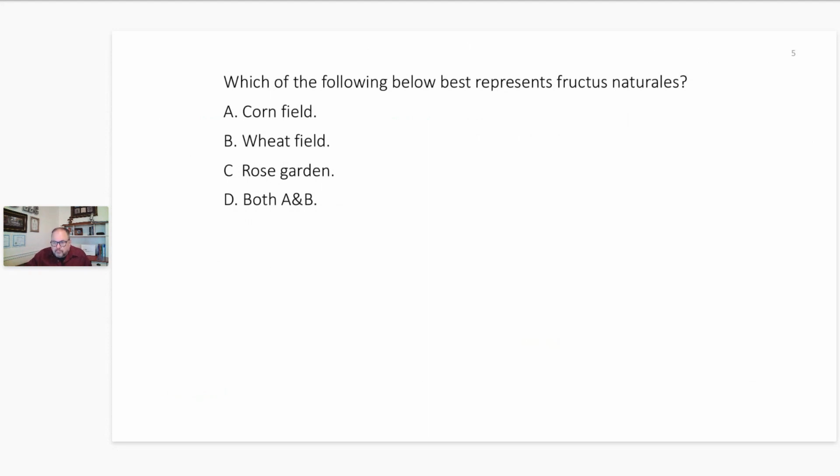Very good. Excellent. Right? Cornfield, wheat field, those are harvested crops. That's not considered fructus naturalis, but they're industrials. So those two aren't the right answer, which makes D not the right answer. And so we're looking at a rose garden, something that's permanent and it's going to be there year round. Okay? Very good. So you want to know those.